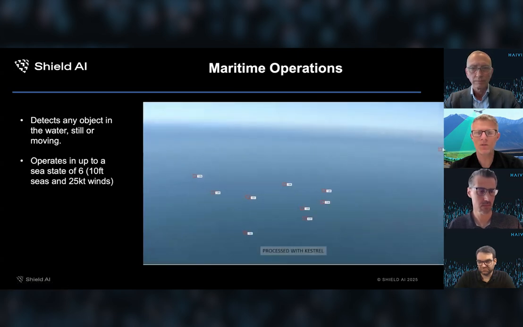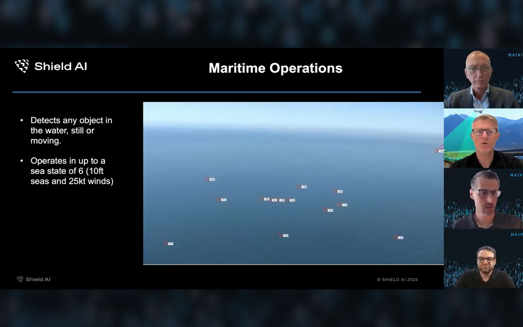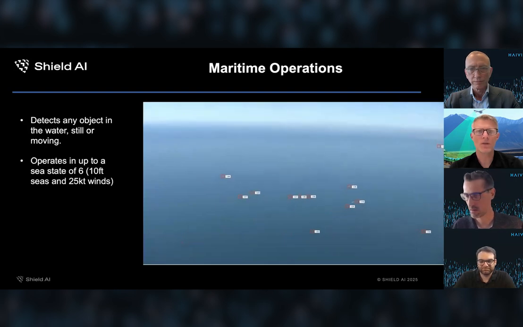So 10-foot seas and 25-knot winds will process that information, and Sentient Tracker will basically remove the water and put a box around anything that isn't water to help identify where the targets are, really expanding that field of view.